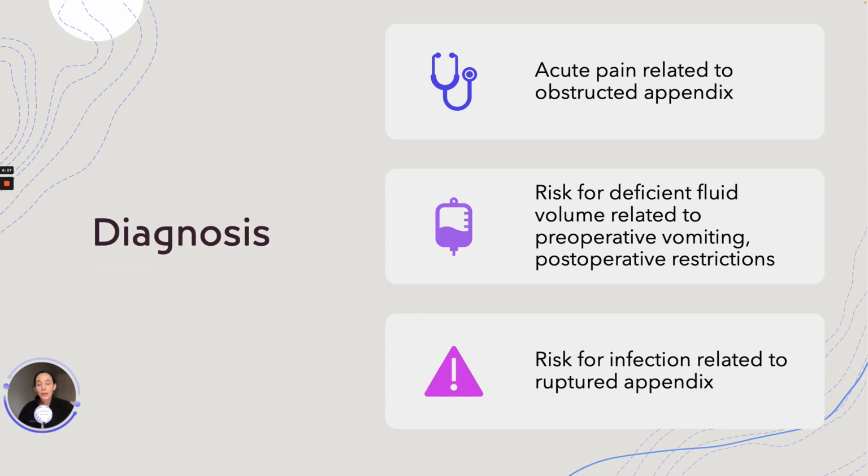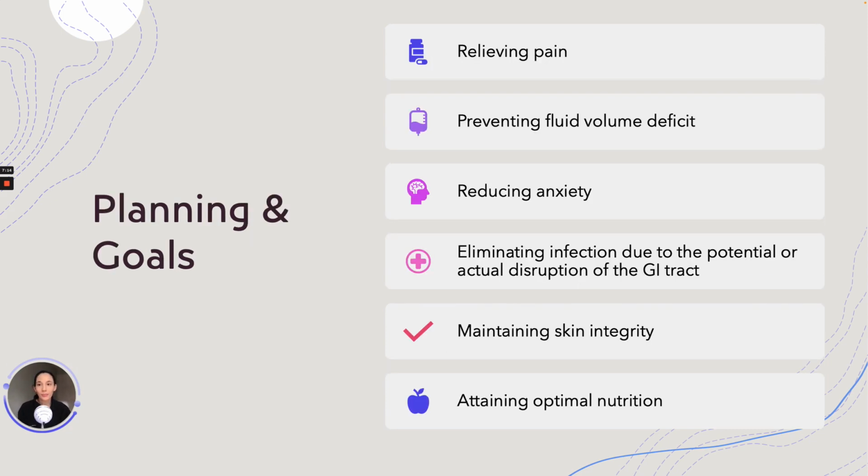These are just some examples of nursing diagnoses. Acute pain related to obstructed appendix, risk for deficient fluid volume related to pre-operative vomiting or post-operative restrictions, and risk for infection related to ruptured appendix. Planning and goals: we can relieve pain, prevent fluid volume deficits, eliminate infection due to potential or actual disruption of the GI tract, maintain skin integrity, and attain optimal nutrition.